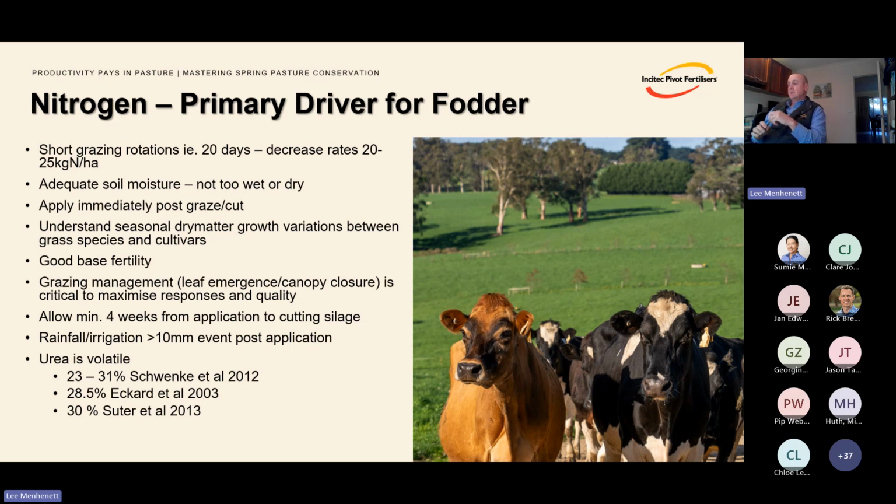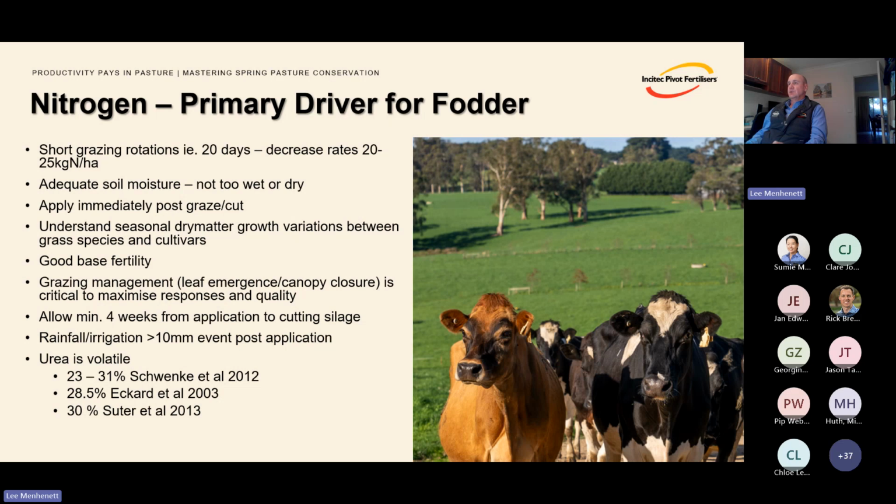So really being on top of that grazing management is really important, and being proactive. Before it gets out of control on the rotation, if you can't keep up with that grass, drop those paddocks early rather than waiting. Capture that quality. If we're cutting it for silage, we want to allow at least 3, if not 4 weeks from applying nitrogen to cutting.